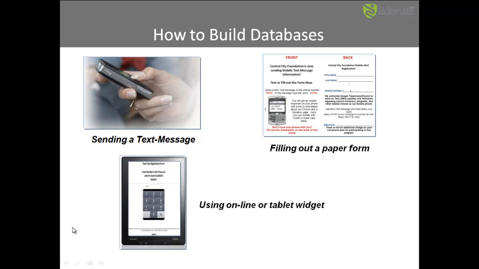We can also do it the old-fashioned way, having people fill out a paper form. The third way that we can build databases is a widget that you can download to a tablet. It could be a simple Android tablet or an iPad, and people can physically key in their cell phone number on that tablet. It puts their cell phone number right into an associated database, and you can start building your databases that way.